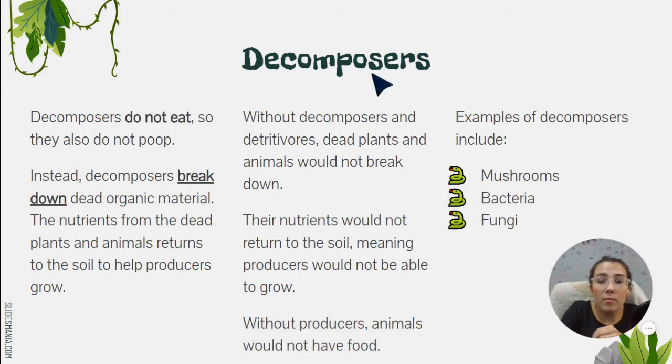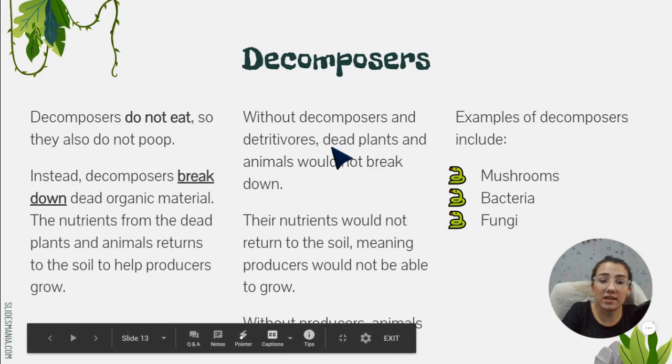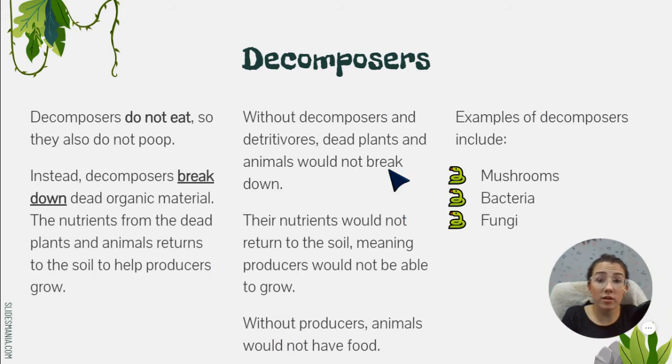Instead, decomposers decompose or break down dead organic material, okay? So detritivores eat the dead organic material. Decomposers break it down. So what that means is they break it down and the nutrients from the dead plants go straight into the soil. So instead of being consumed and pooped out, it goes straight into the soil. Without decomposers and detritivores, the dead plants and animals wouldn't break down and our world would just be covered with dead plant and animal bodies everywhere.